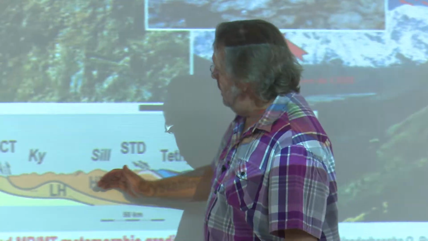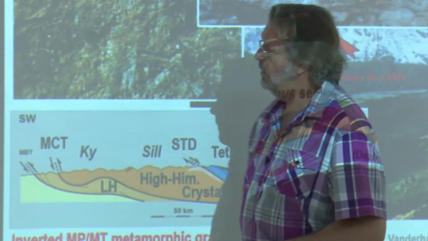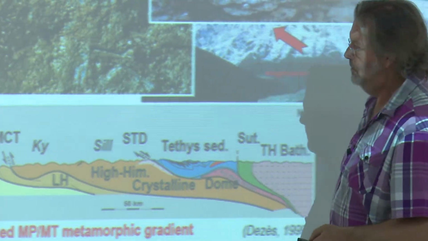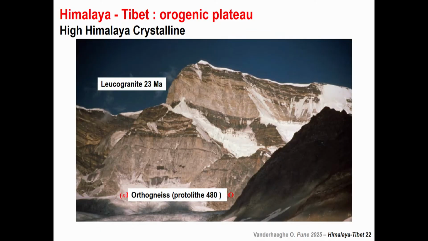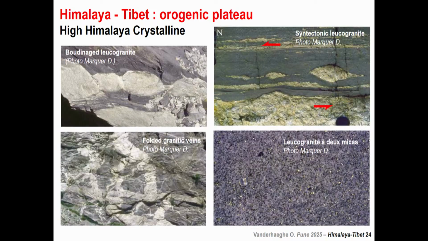So in other words, there might be an inverted metamorphic gradient here with high temperature rocks on top of high pressure, lower temperature rocks. So that's an image of the leucogranite that sits on top of orthogneiss with a protolith age of 480. Images of the migmatites of orthogneiss, migmatites of paragneiss, although it's difficult to tell what the protolith is, I think. I took that photo from Roberto Weinberg, who did that work in northwest India. But I'm not fully convinced it's an orthogneiss. Never been there, so I don't know.